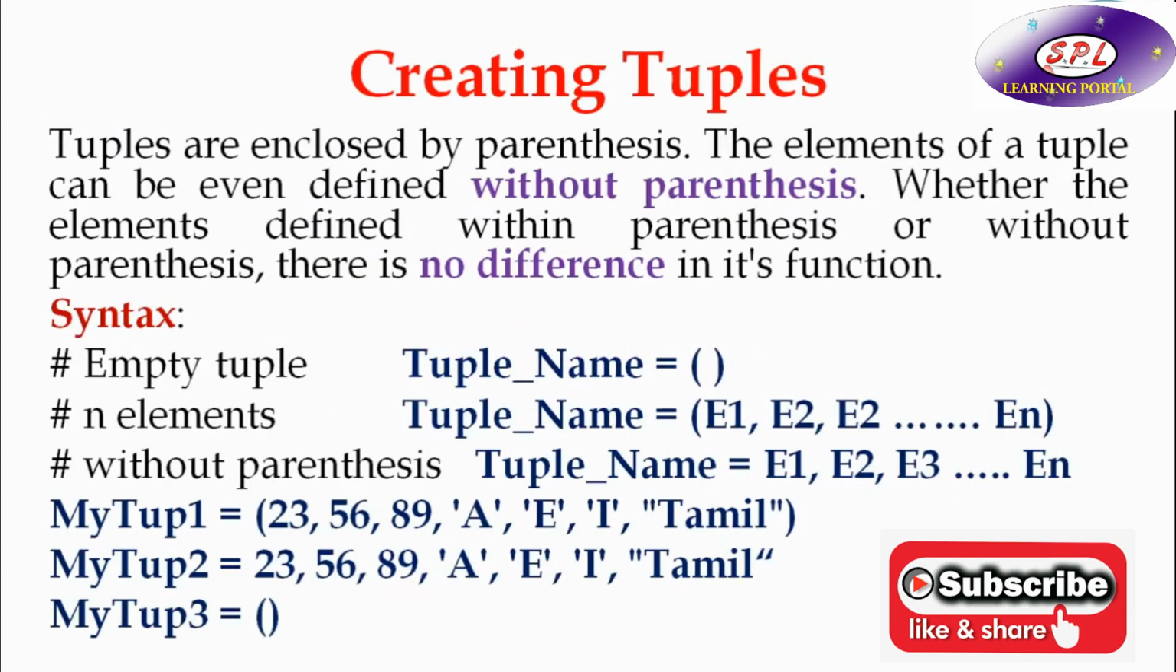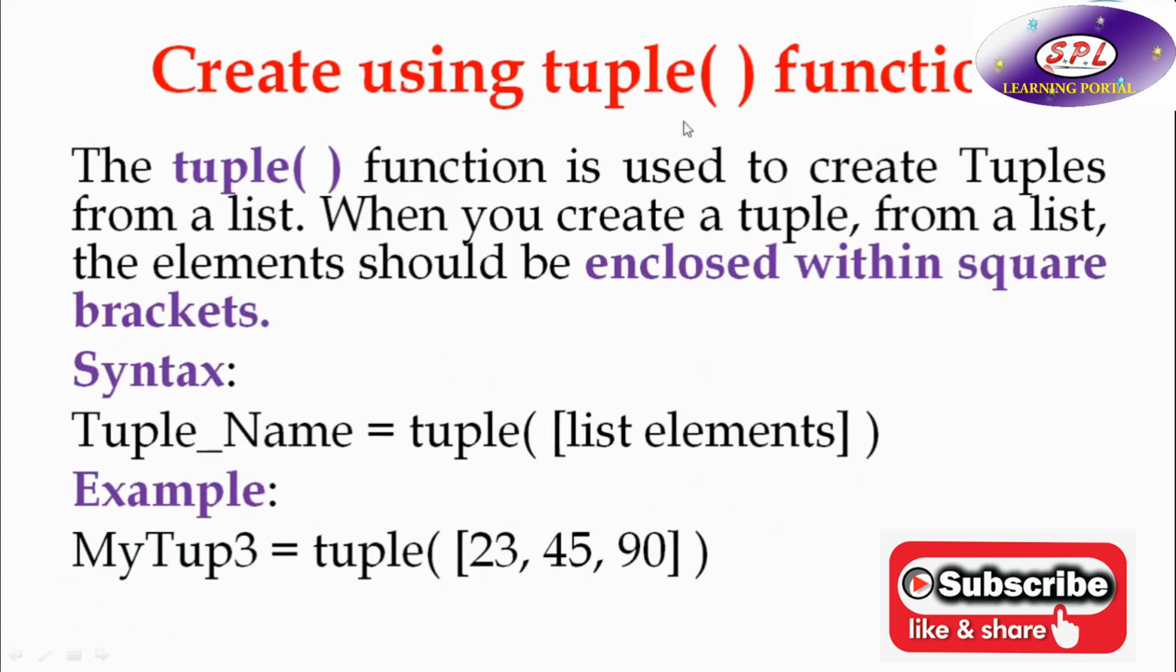How to create one? The same methodology we followed for the list, we are going to use for the tuple also. Using square brackets, a tuple can also be created. Without parentheses we can also create tuples. So tuple name is equal to e1, e2, e3, dot dot dot en, within parentheses or without parentheses, or simply an empty tuple.